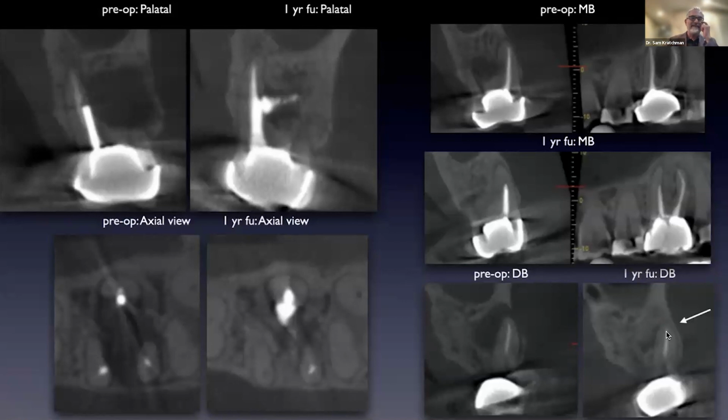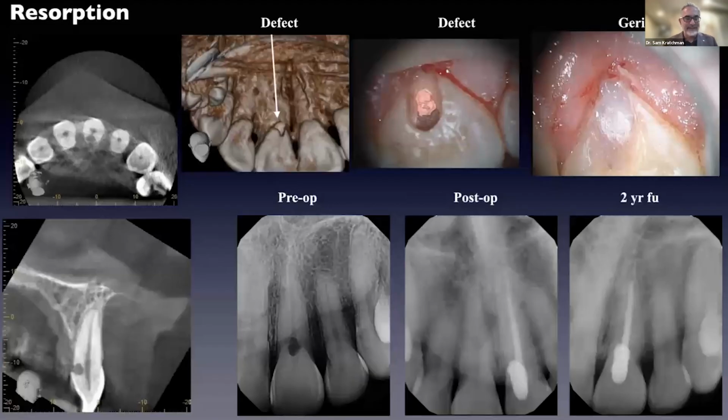Okay. Next topic, we're moving quickly. I can't believe I only have about 10 minutes left or so. Talk about resorption. I see this almost every day in practice. This and cracked teeth. So we're going to talk about resorption and cracked teeth.